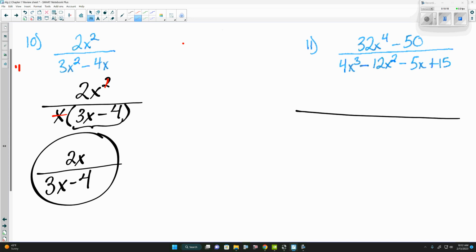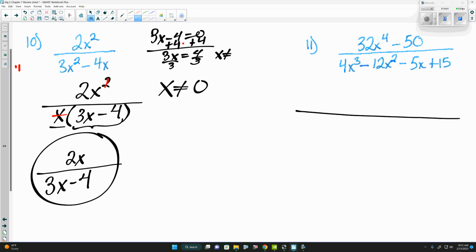This one's going to make the denominator be 0. And there's two. One of them, x cannot be 0 because x is by itself. The other is whatever's going to make 3x minus 4 be 0. So we would add 4 to both sides. 3x is equal to 4. Divide both sides by 3, so x cannot be 4/3. Because again, our restrictions are whatever is going to make the denominator be 0.